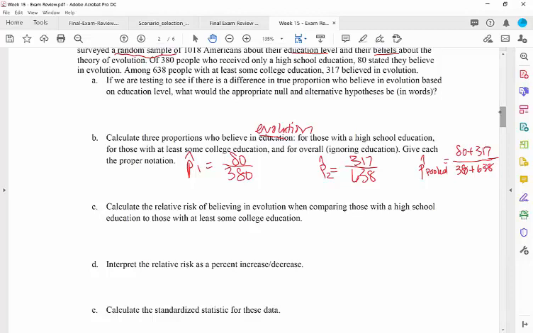So we could go back and talk a little bit about the difference in means. Yep. Mm-hmm.